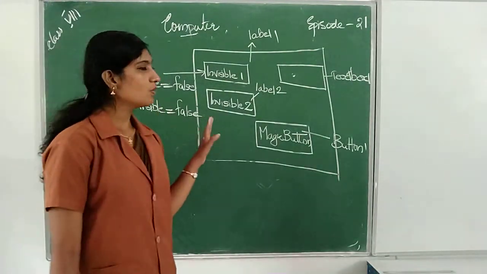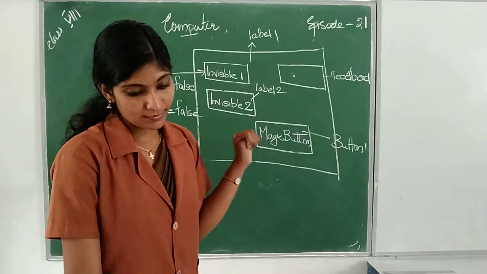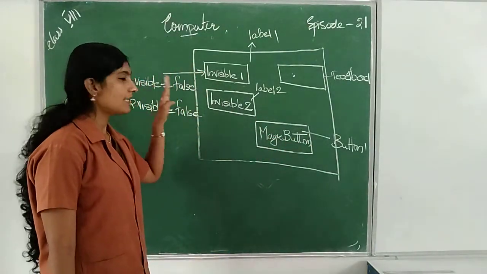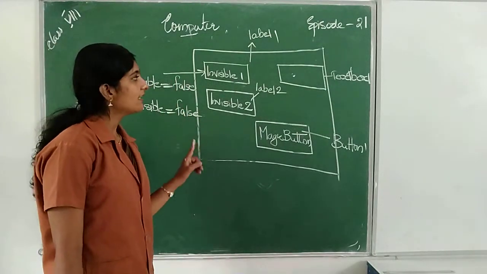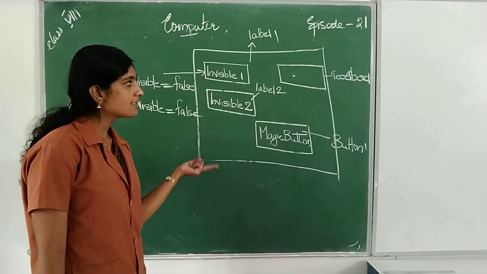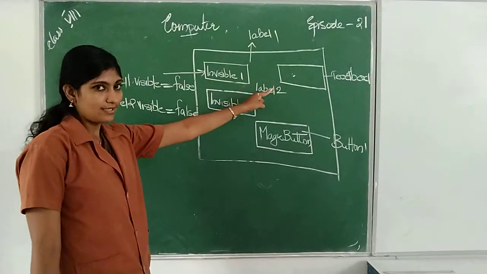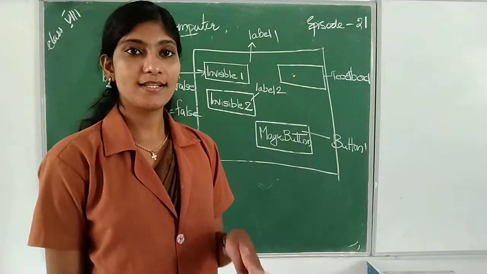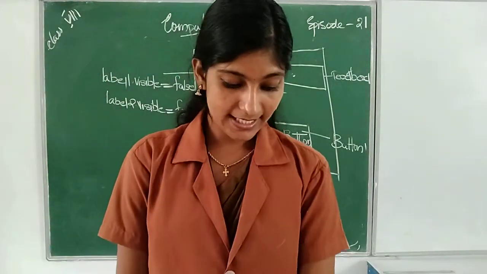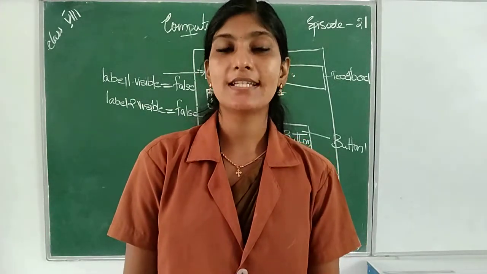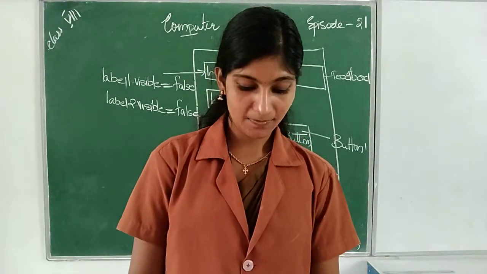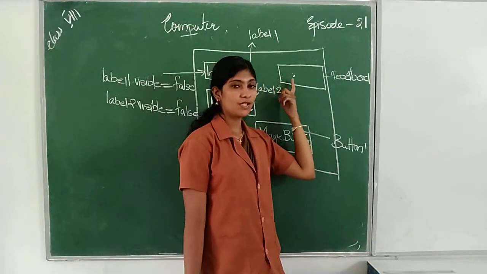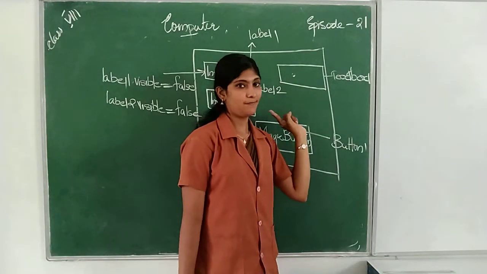Now we have made the labels invisible. The next question is to change the text written in the text box. How do we change it? TextBox1.Text = "disappear". That means whatever you enter, the text will be changed to the text "disappear". So let's see.